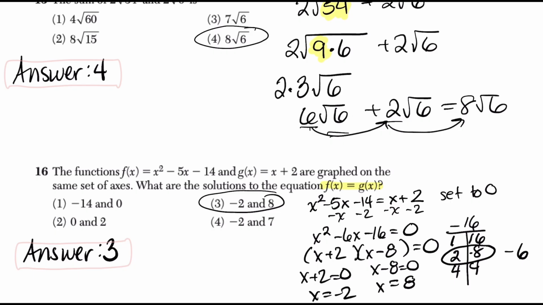So that's two ways you can solve this. One is using your graphing calculator, or two, you can just do it algebraically. Use the method that makes the most sense to you. Hit pause and jot this down into your notes.